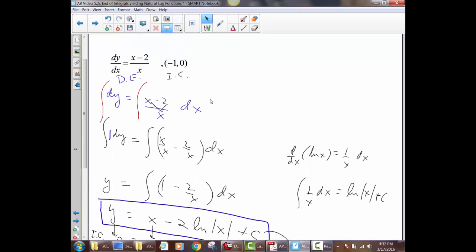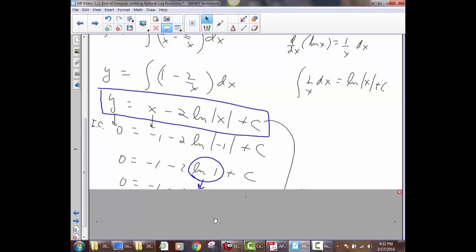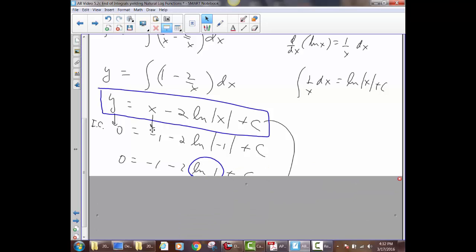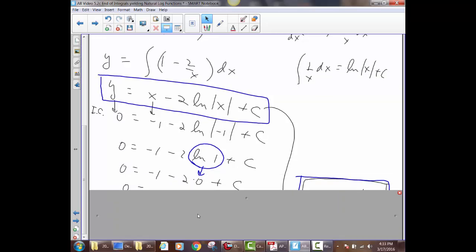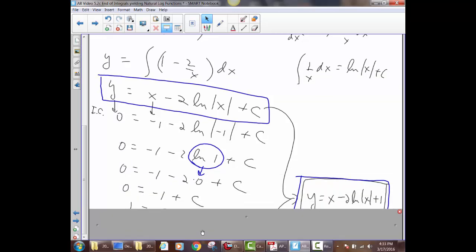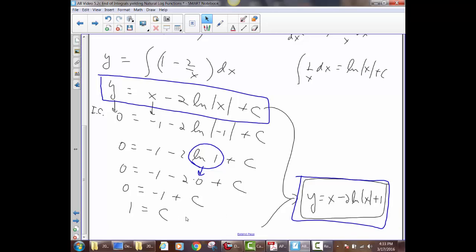Now, they did give us an initial condition here of negative 1, 0. So I'm going to replace the x's by negative 1 and the y's by 0. So replace the x by negative 1. ln of the absolute value of negative 1 is ln of 1, and ln of 1 is 0. So it becomes negative 1 plus 0. I'm sorry, it's a 1 plus 0, which is 1. So now you know that this was your general solution, which I'm writing down here, but I'm simply replacing the c by 1.